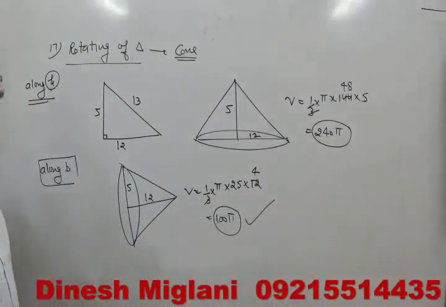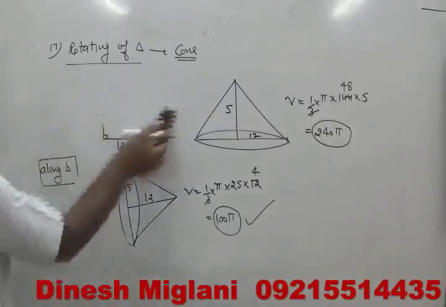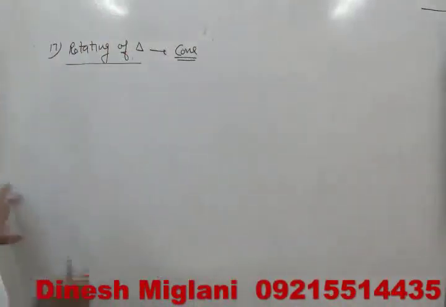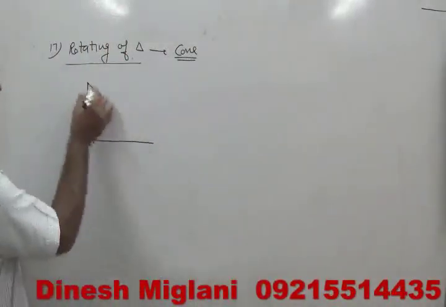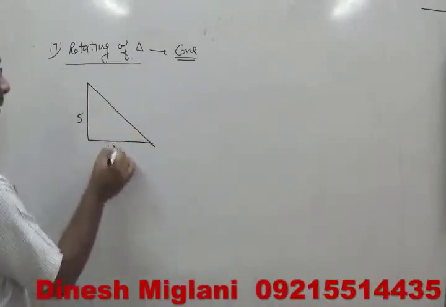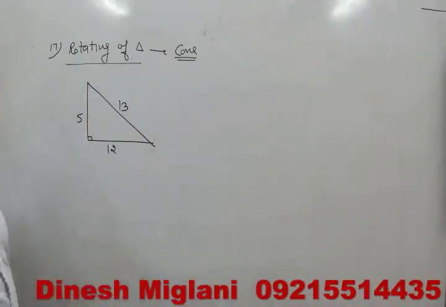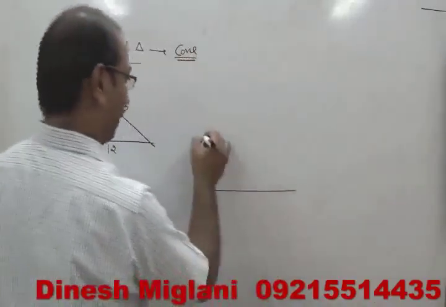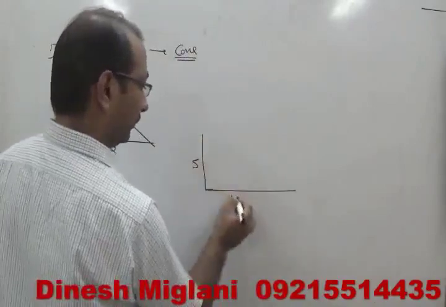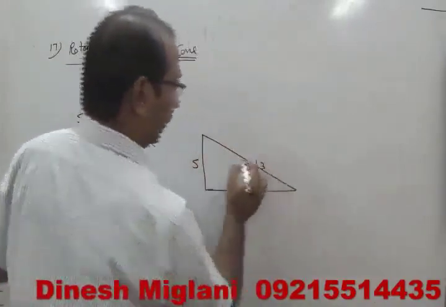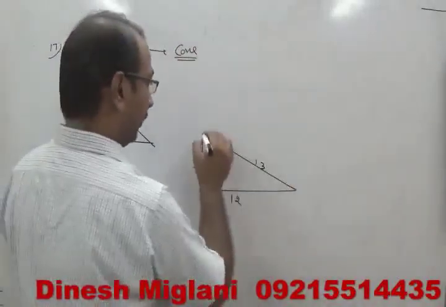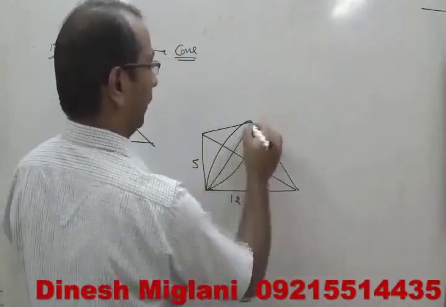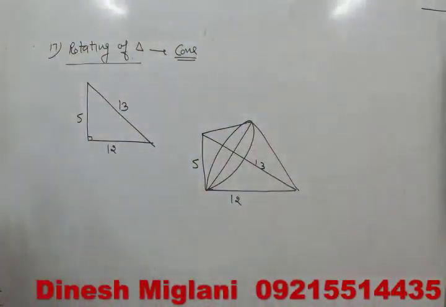And the third case that we have, that's different from this, is when it is rotated along hypotenuse. So what is given to us? One right angle triangle is there, and this is given as 5, 12 and 13. This is rotated along hypotenuse, right? Suppose this is given in such a way, 5, 12 and this is 13. When we rotate in such a way, the figure would be somewhere in this shape, and two cones are made.